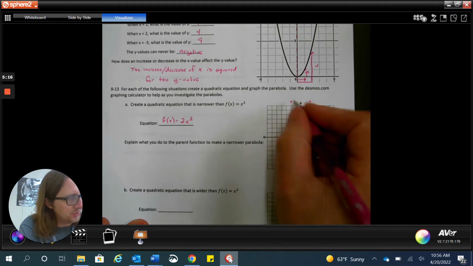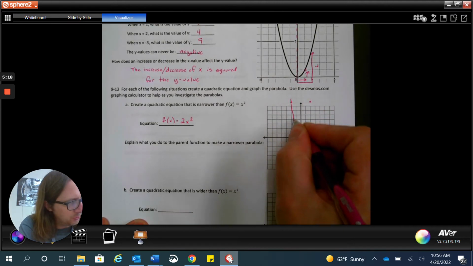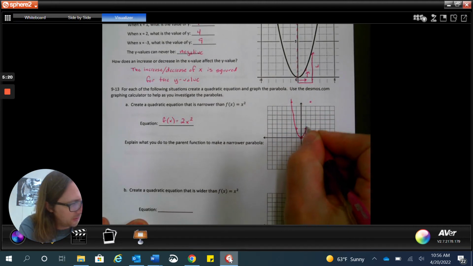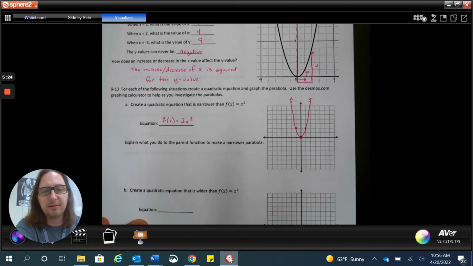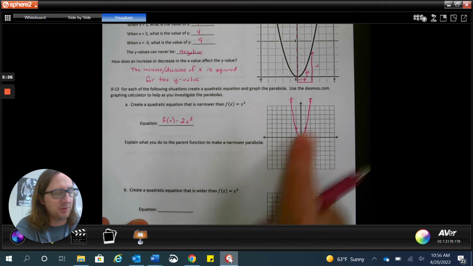All right, so this is what our new function would end up looking like. Did you see that? That was freehand. Freehand. It looked that beautiful.